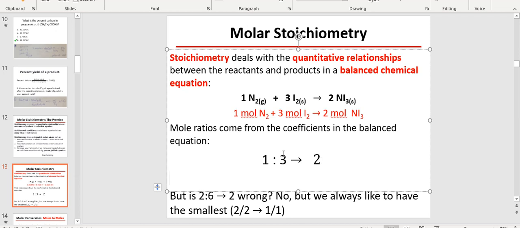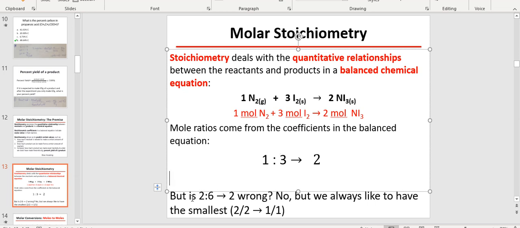And the only reason I was doing it was to prep you for this. Your molar ratio is 1, 3, and 2. All right? Because in theory, 1 mole of this and 3 moles of this will produce 2 moles of this. That's your theoretical. All right? A good little question here. Our molar ratio is 1, 3, 2.